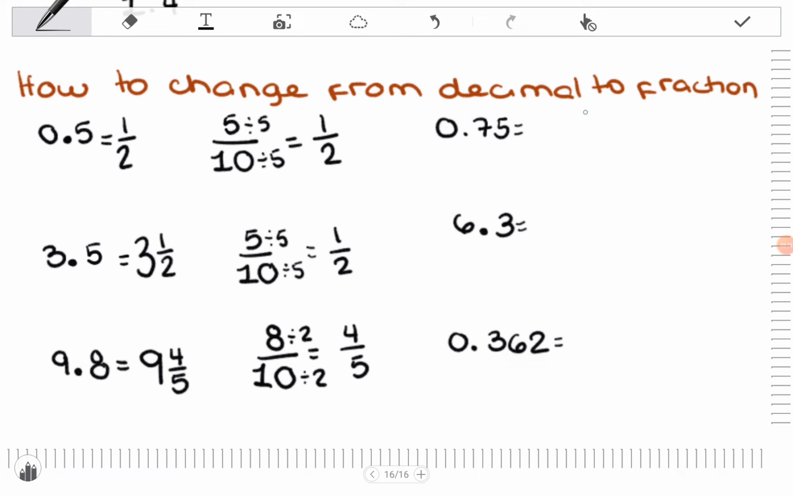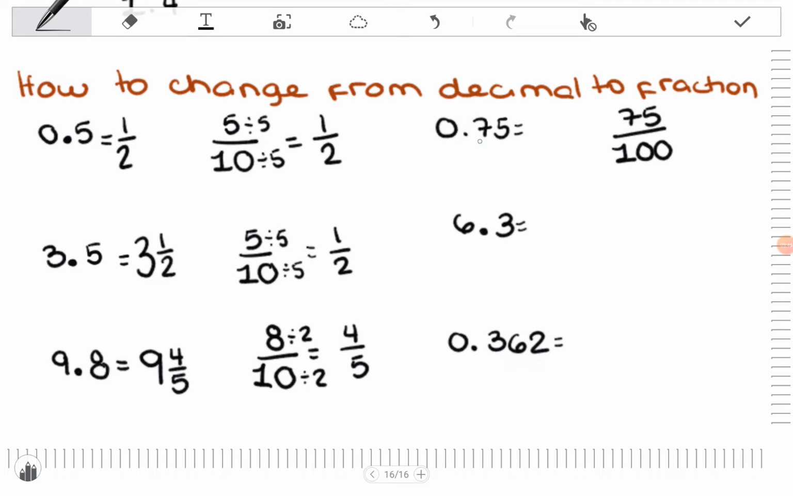So let's try to do it. Remember, we forget about the point, we write the number, so in this case it's going to be 75. And look what happens. We write the number, we write the 1, and then we ask ourselves, how many digits do I have after the point? In this case, we have 2 digits. That's why we're going to place 2 zeros. Did you understand the difference?